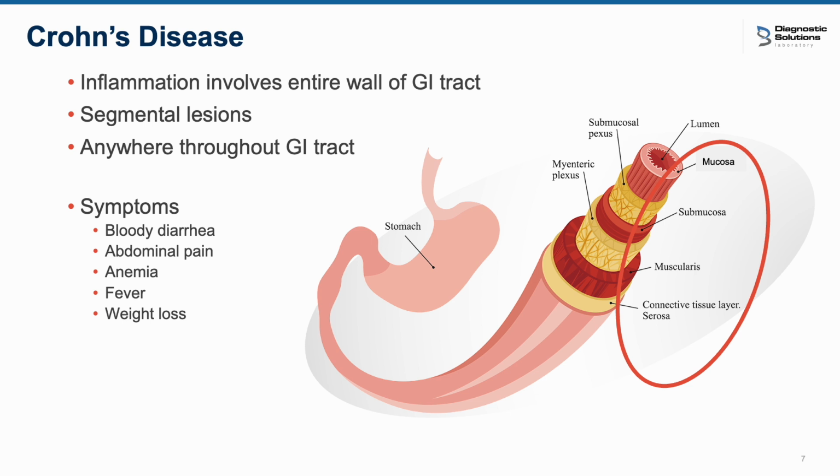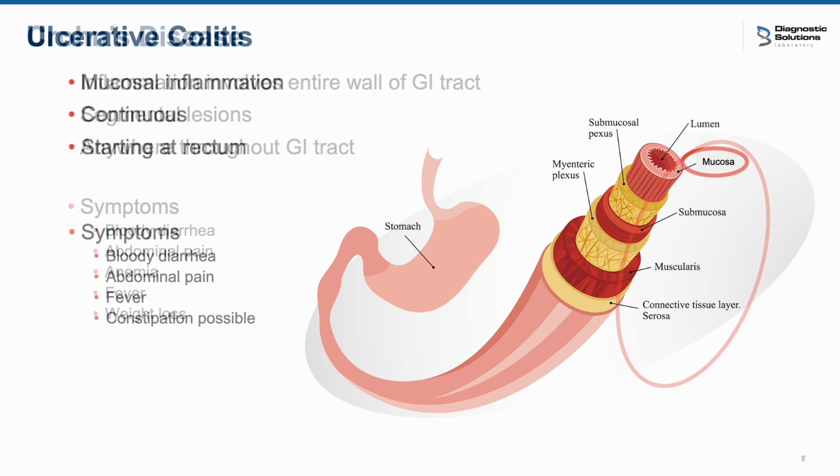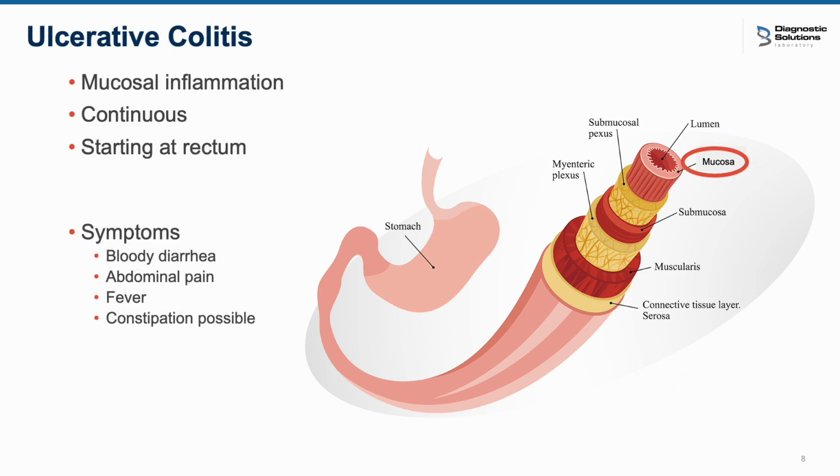So Crohn's disease. This inflammation involves the entire wall, the entire thickness of the GI tract, segmental lesions, which means that you'll have what's called skip lesions. You'll have disease in one area and then healthy bowel, and then disease in another area and healthy bowel. And it can be found anywhere throughout the GI tract. I've listed the symptoms here: diarrhea, abdominal pain, anemia, fever, weight loss, very similar to the symptoms of ulcerative colitis, which involves inflammation of just the mucosal layer.